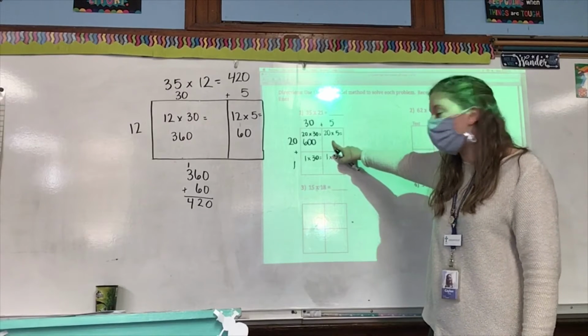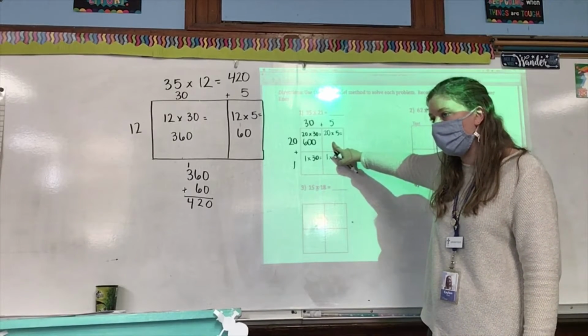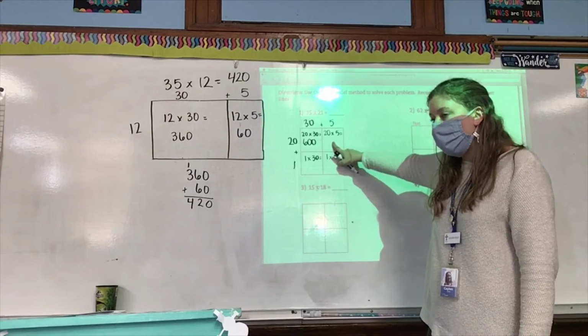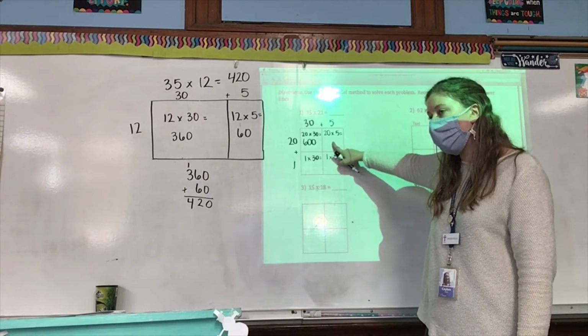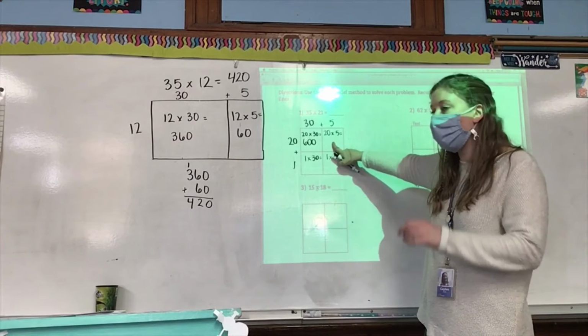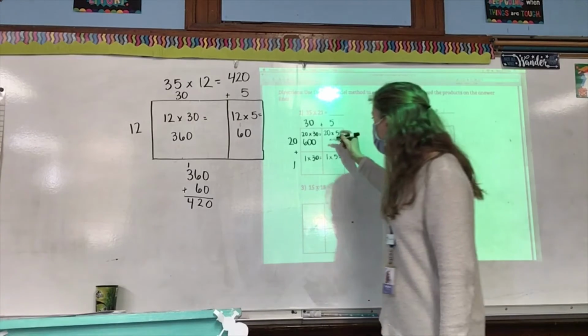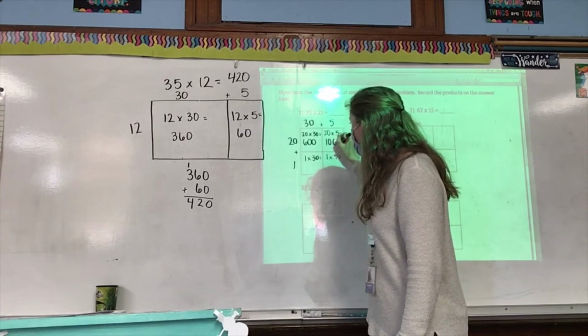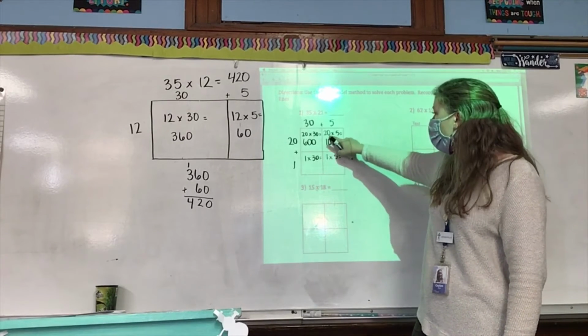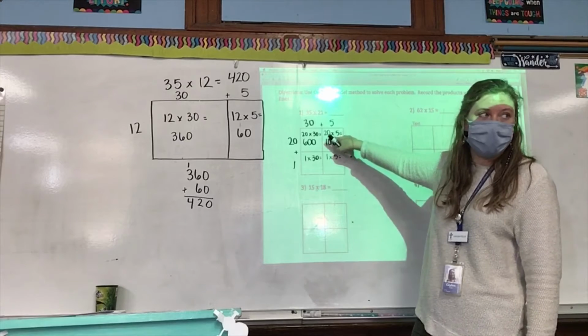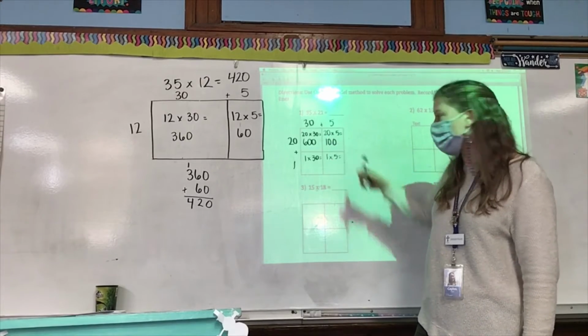Okay, using basic facts and patterns, 20 times 5 is what? I can't hear you. 100. Because our basic fact, 2 times 5 is 10. We have 1 zero at the end of our factors, so 1 zero goes at the end of our product.